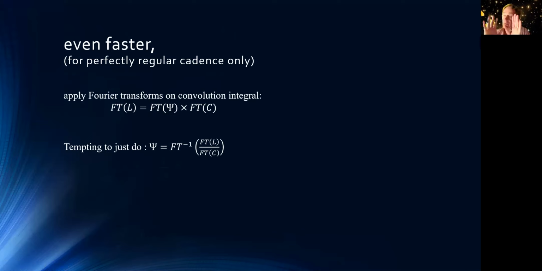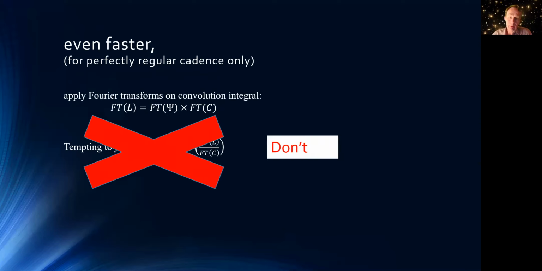So if you have everything perfectly regularly sampled, then you can just use a discrete Fourier transform, which is really quick. So it's tempting to just say, okay, I can Fourier transform my emission light curve, I can Fourier transform my continuum light curve. So I simply divide the one by the other and do an inverse Fourier transform, and hey presto, I've got my transfer function. Just peachy. Please don't try that at home.